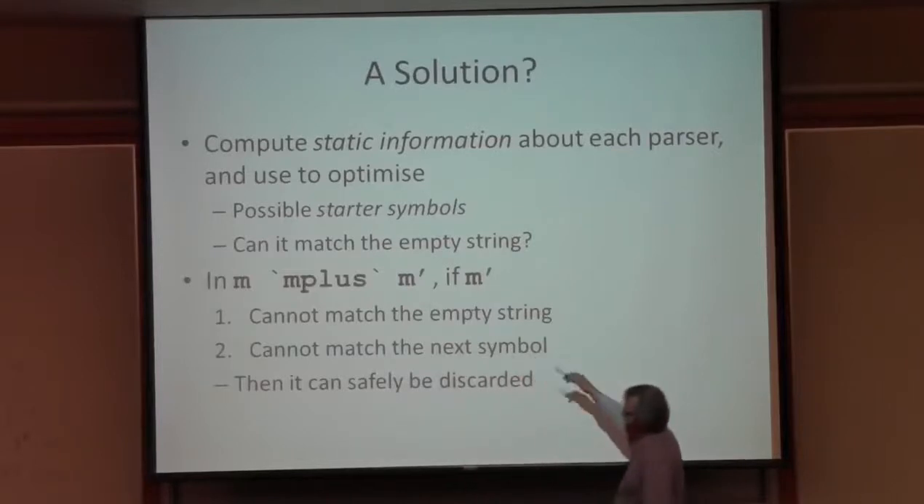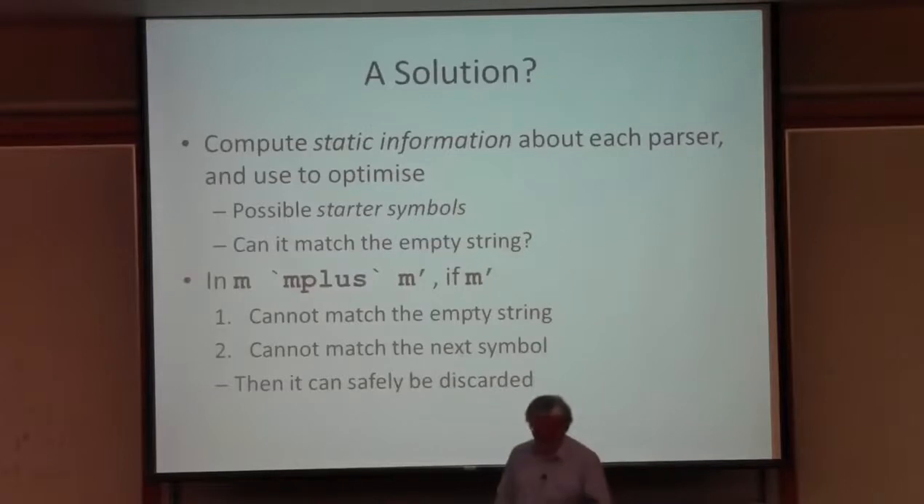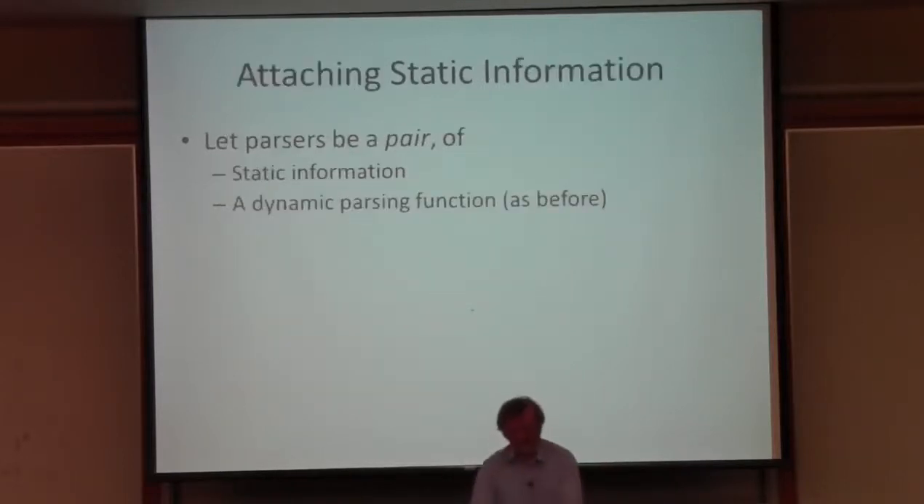Okay, as I was just explaining, if we come to an n+, then we can take advantage of this information to discard the second parser if we know we won't need it. So what I'm going to do today is modify parsers so that a parser is a pair of the static information and the dynamic parsing function. And I'm going to take advantage of the static information to throw away parsing functions that I know I won't need.